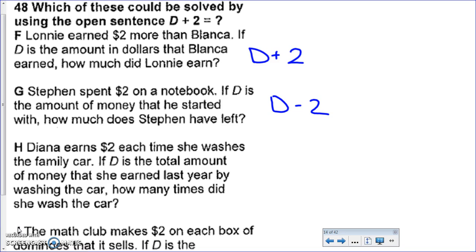For H, Diana earns $2 each time she washes the family car. If D is the total amount of money she earned last year by washing the car, how many times did she wash the car? Well, we know D is the amount of money she has in total, and she earns $2 every time she washes. So if we do D divided by 2, that will give us how many times she washed the car. And you can write that in more than one way. You can write it out with a division sign, or you can write it as a fraction bar.